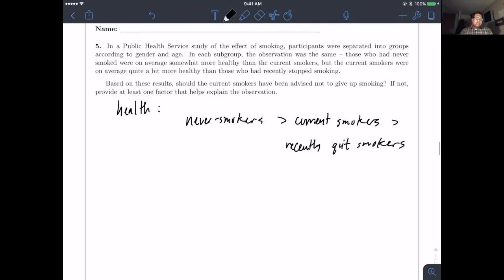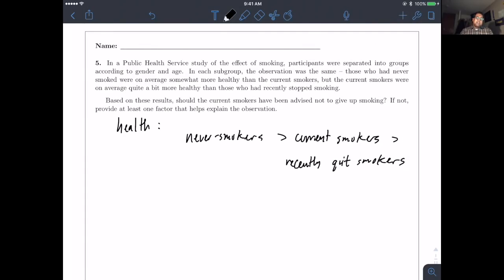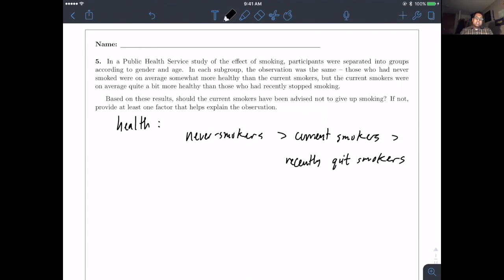So, of course not. They should have definitely still been advised to give up smoking. And the argument that people who recently quit smoking are less healthy, and that being a reason to not quit smoking, is indeed a fallacy and not true at all.